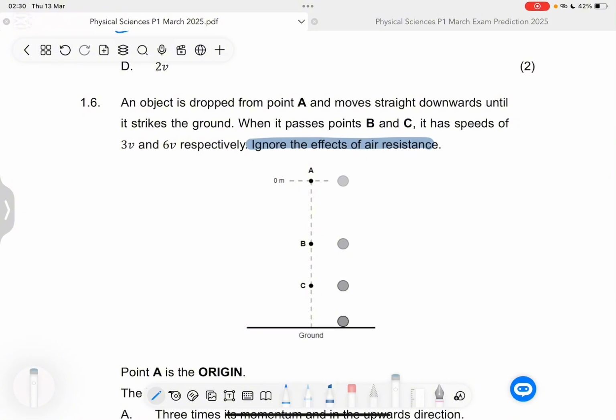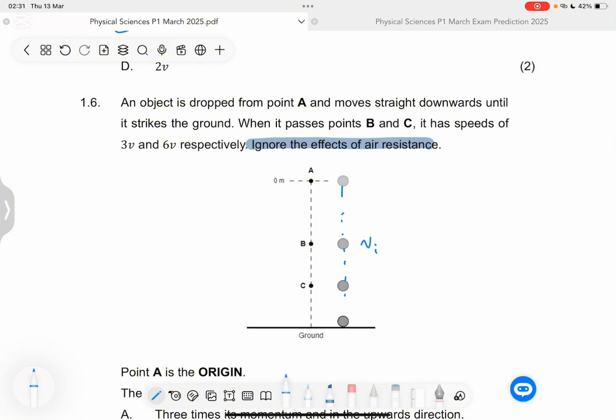Now what we're saying here is that we are dropping an object, and you can see that B is the reference frame because it's 0 meters. So here we drop it with a velocity of 0 meters per second, because when you drop an object, it has a velocity of 0. It then goes downwards, making a trajectory downwards until it reaches the ground. However, we are told that when it gets to this point here, B, we have a velocity.